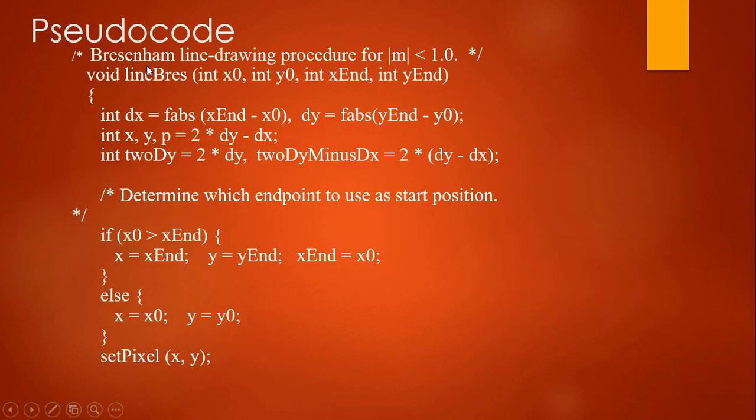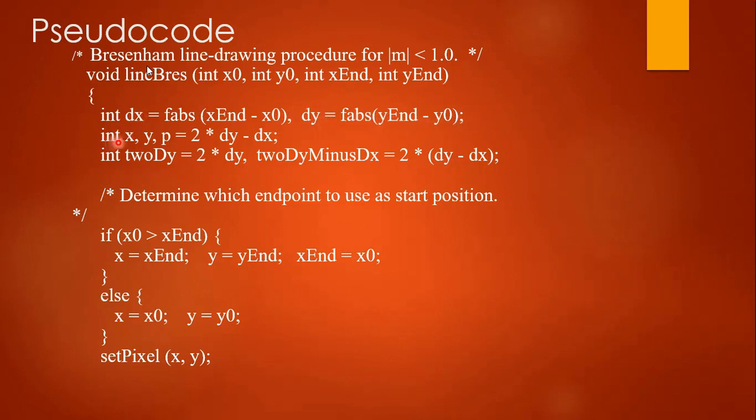Now let us see the pseudocode of the algorithm. Bresenham's line algorithm procedure for slope m less than 1.0. So void line Bresenham line algorithm with the initial values x0, y0, all integer values, and x end, y end. This is the last end point of the line segment. And we have int dx, so we are going to calculate delta x, that is the absolute of xn minus x0, and delta y is the absolute value of yn minus y0.